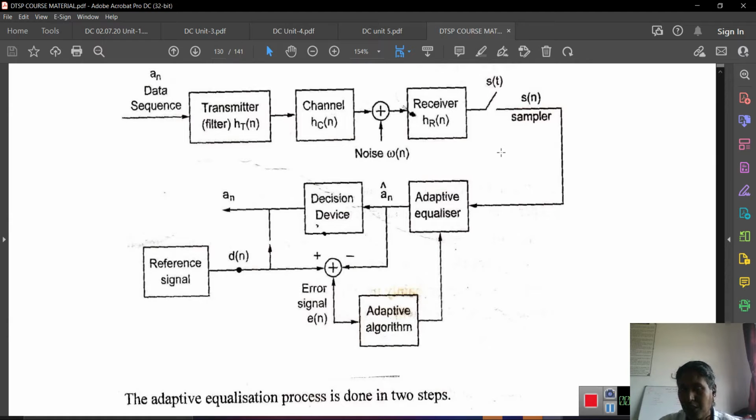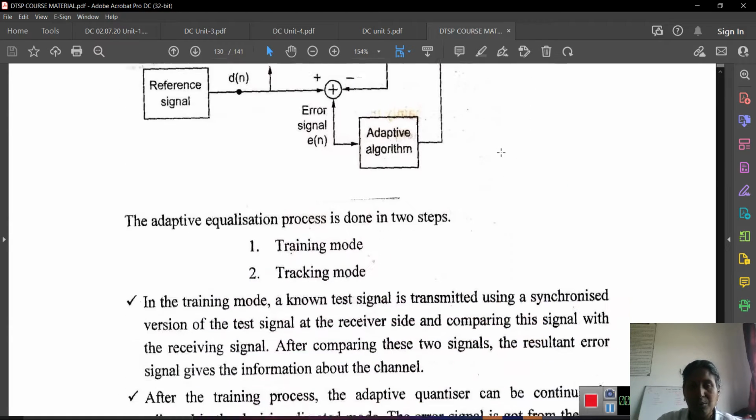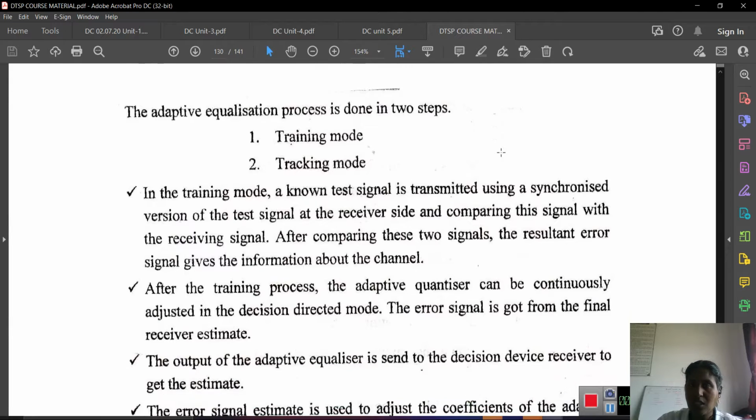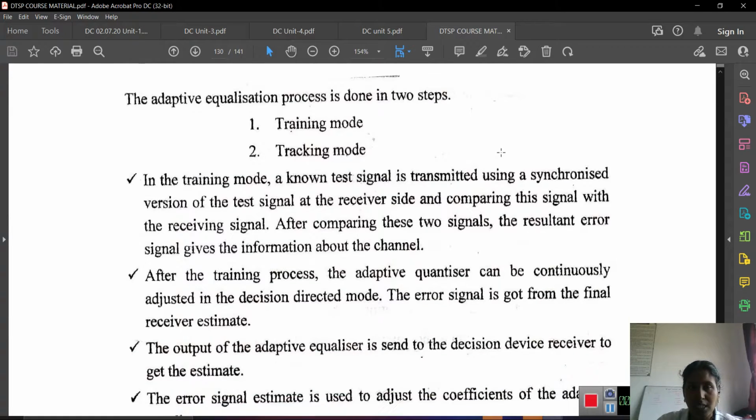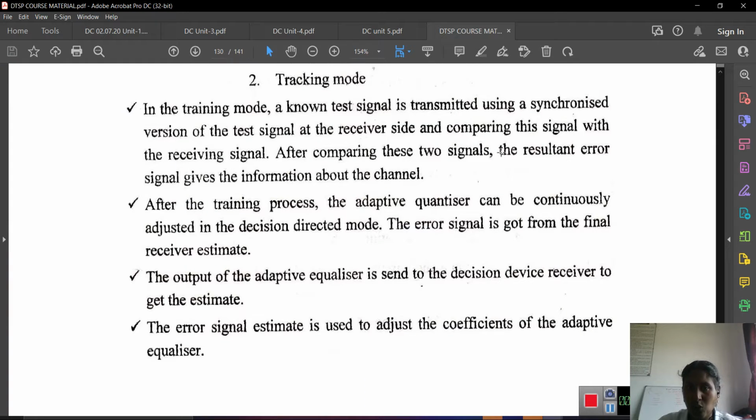So that error will be brought to a good manner, meaning we go for the adaptive algorithm operation. Here the adaptive equalization process is done in two steps: a training mode and a tracking mode. In training mode, a known test signal is transmitted, and a synchronized version of the test signal at the receiver side is compared with the received signal. After comparing these two signals, the resultant error signal gives information about the channel.